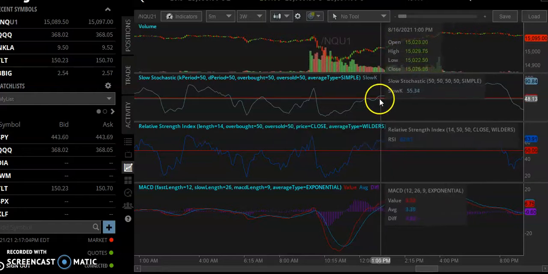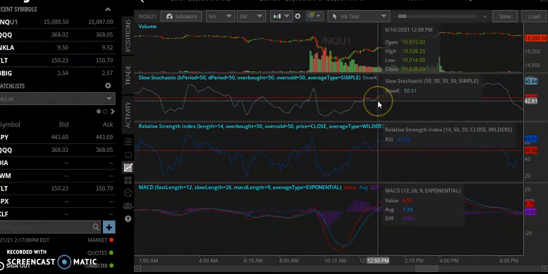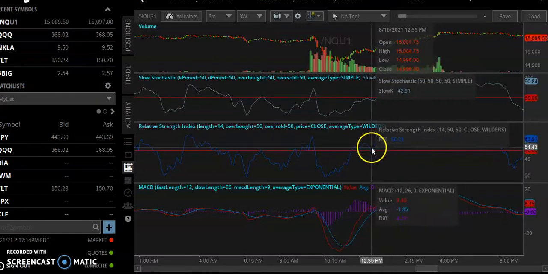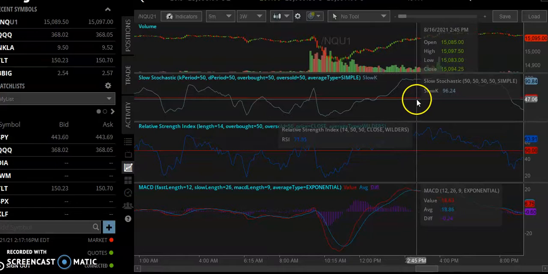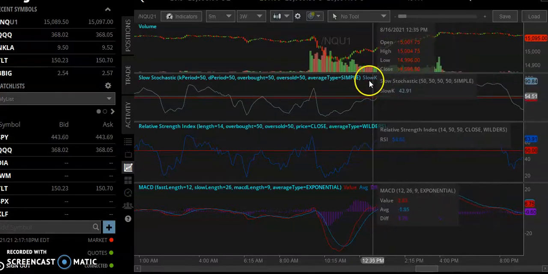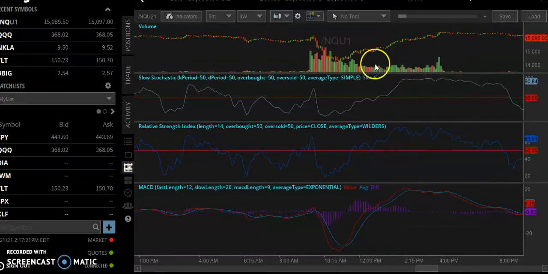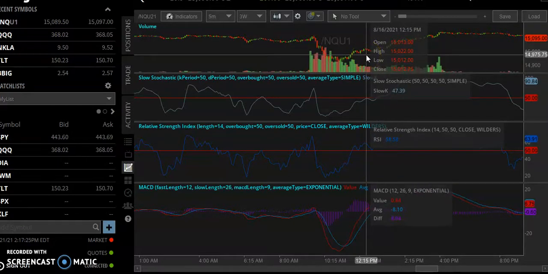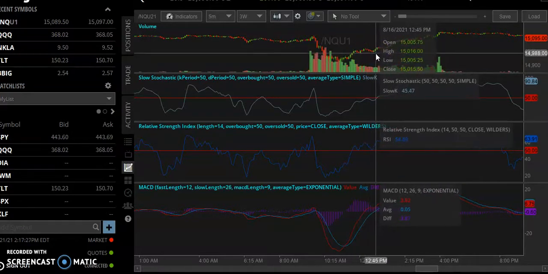So this one, and this lagging one is the slow stochastic, all it's showing is it's going into an uptrend when all of these three cross the red line, the 50% line. Or not this one, but these two. And that one would have been when it broke out.